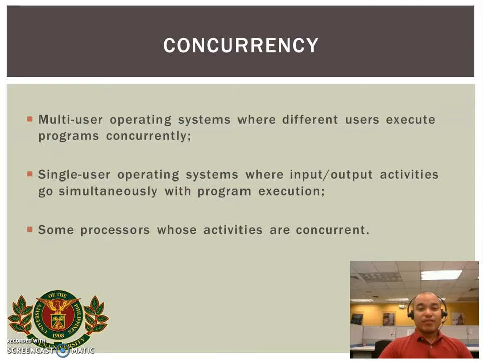And the last one is processors whose activities are concurrent. An example of this is enterprise systems with built-in operating systems whose processors are doing different activities concurrently. So this ends my discussion for discussion number 2.